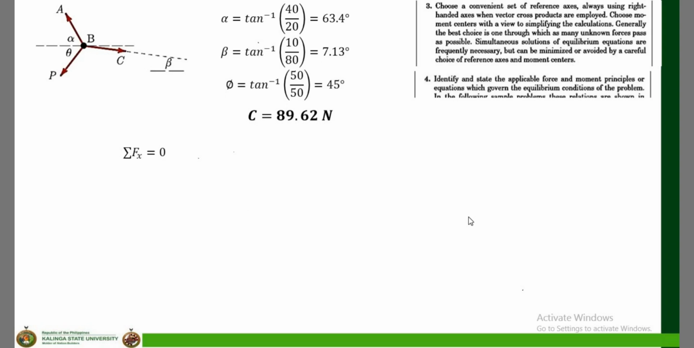Okay. Then, step 4, identify and state the applicable force and moment principles or equations. Since I'm going to consider the x and the y-axis, the equations I need are the summation of forces along the x and summation of forces along the y-axis. I'm going to consider first summation of forces along the x-axis, so that is equal to 0. A is inclined, C is inclined, and P too, so there is an x component for those. Since the x component of A is pointing towards the left, that is negative, same with the Px. Cx is to the right, so positive.